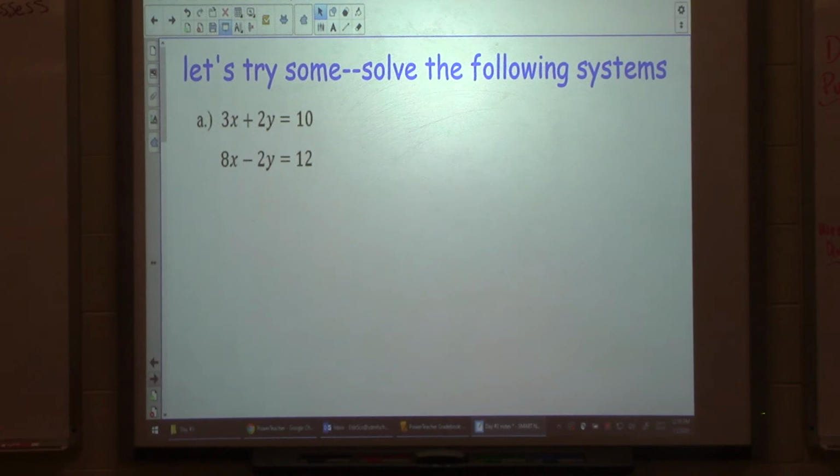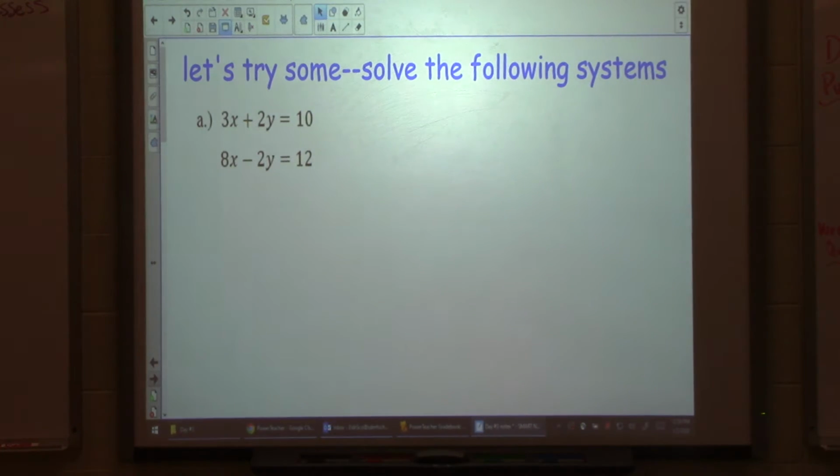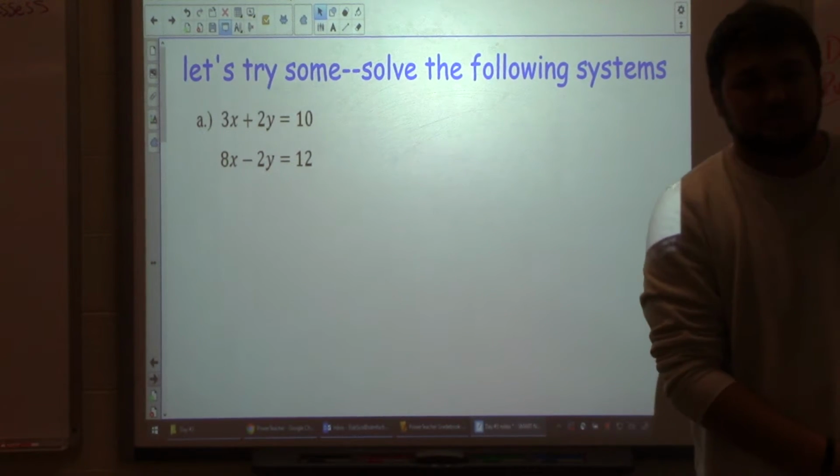If I were to do that, I need to figure out numbers in front of either x or y that are opposites of each other. Well, which variable do you want to get rid of, x or y? Y. Why would you want to get rid of y? That's what you picked? Yeah.